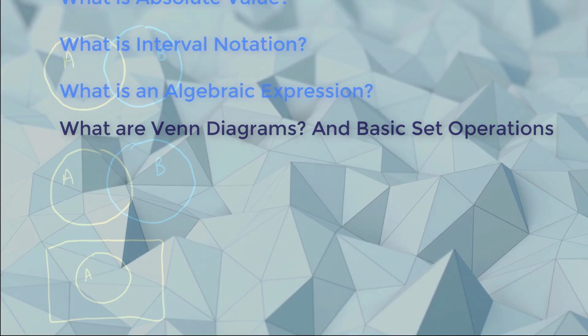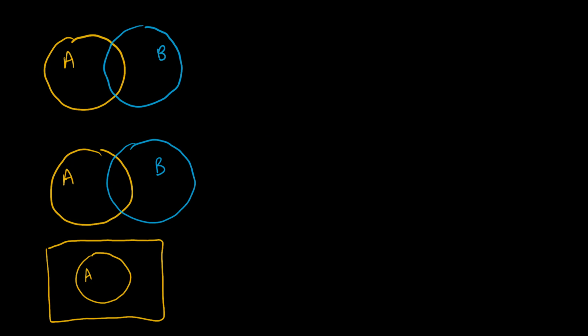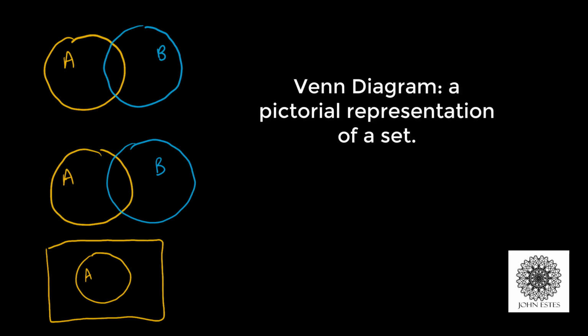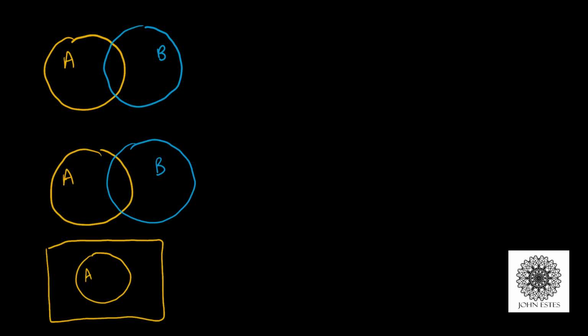Introduce the concept of a Venn diagram and how that helps understand set operations. And so here I've drawn several different Venn diagrams, and a Venn diagram is simply a pictorial representation of a set. So it's just a picture of a set, something that helps us visualize what's going on here. In particular, in this first one, I have a set A and a set B, and you see they have some sort of overlap.